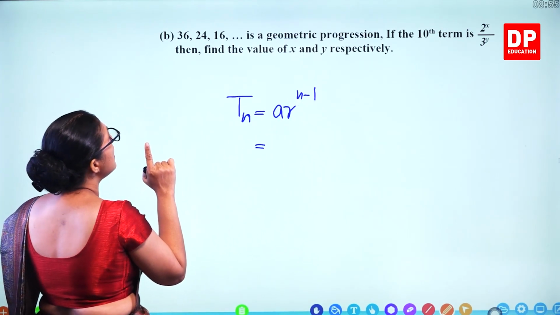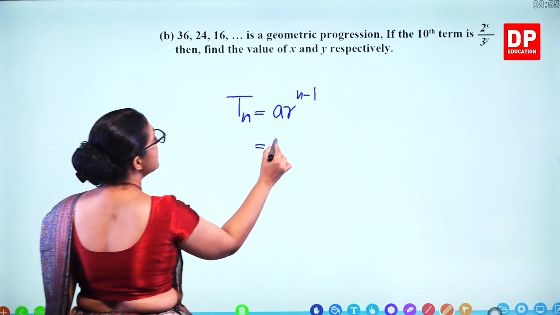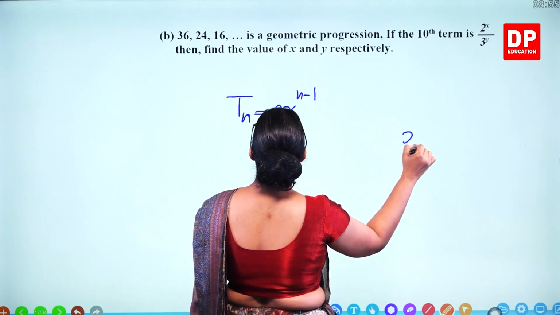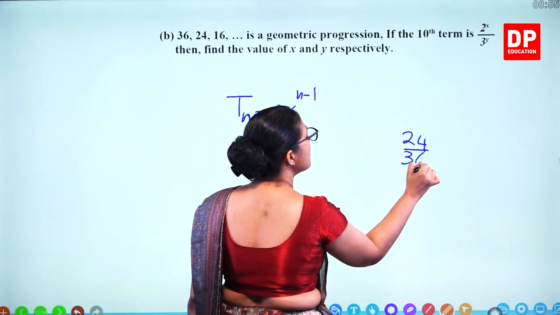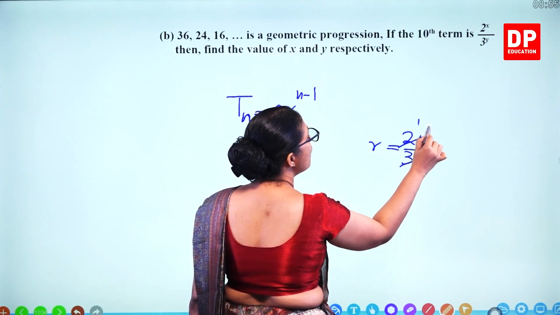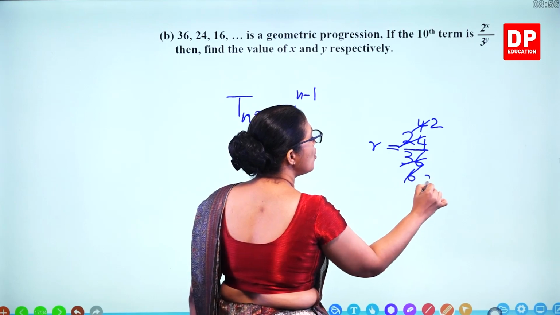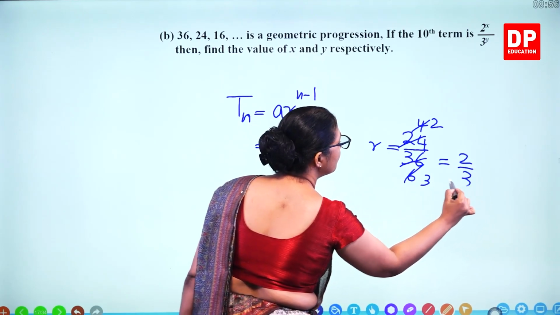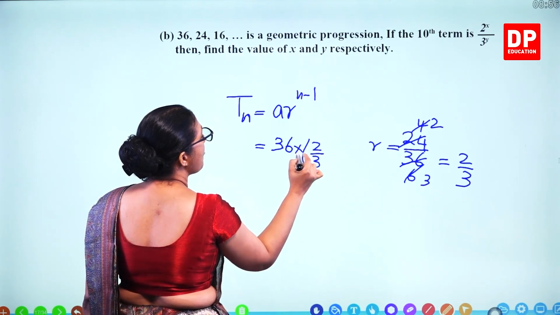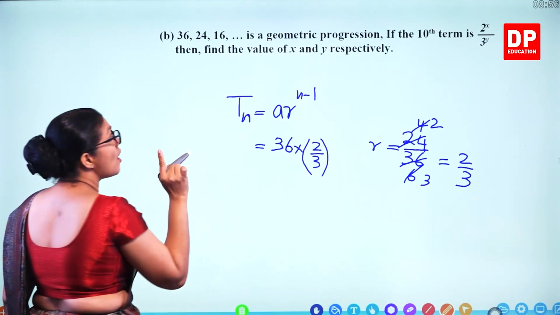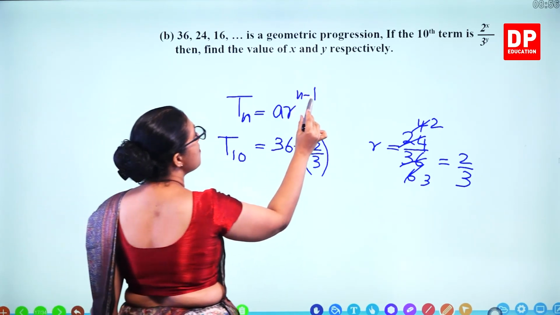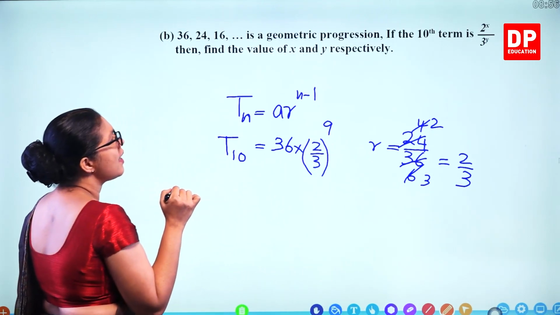Now what's the first term? That's 36. What's the ratio? You can take any term, divide by the previous term. That's the ratio. So 6 times 6, 6 times 4. Again divide by 2. 2/3 is the ratio. So you can write 2 over 3 and n. Now you want the 10th term. So T10. So 10 minus 1, that's 9.